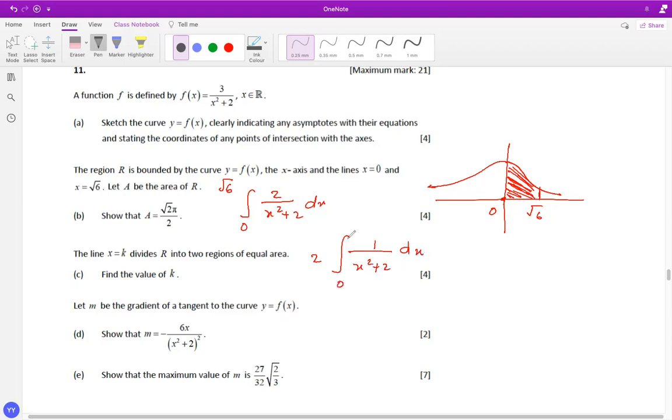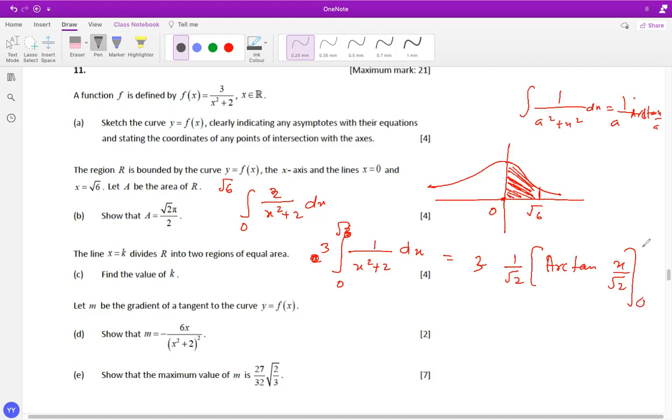And now this is nothing but the format. If you have the integration of 1 over a squared plus x squared, it is 1 over a arctan x over a. So what we do here is, this integral is going to be, this is root 6, so that's going to be 2. First you can take 3 outside. So this is 3 here, not 2. So 3 outside, and this integral is going to be 1 over root 2 arctan x over root 2, and then you put the limits 0 to root 6.